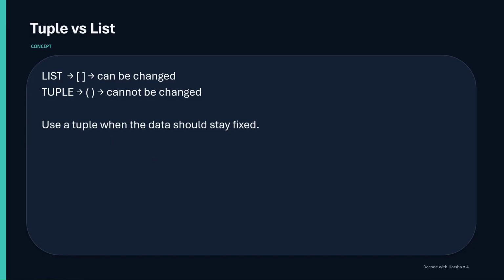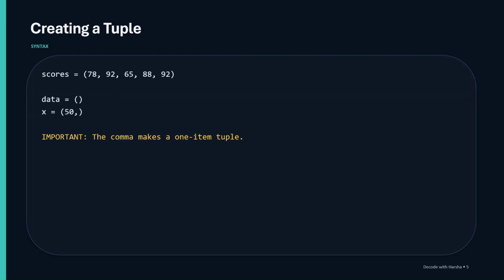So what is the difference between a tuple and a list? A list can be changed, but a tuple cannot be changed. It's a very important point. When we use a tuple, we need to be very conscious because the data is going to be fixed. We cannot change the data once we enter the values in a tuple, and the order also cannot be changed.